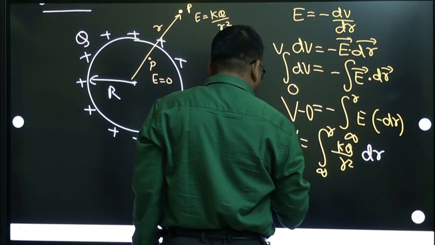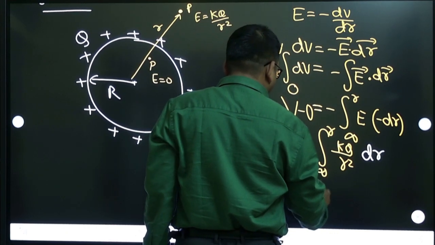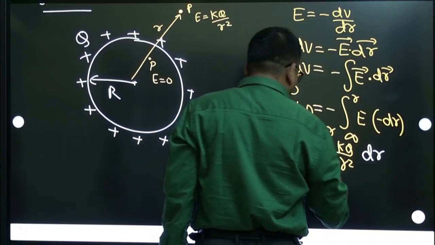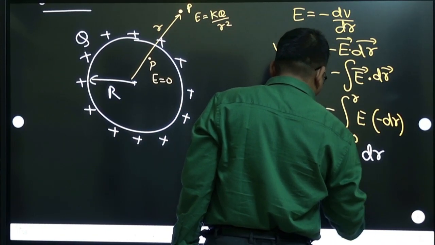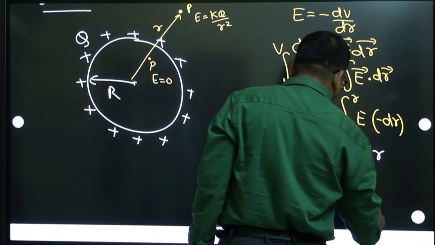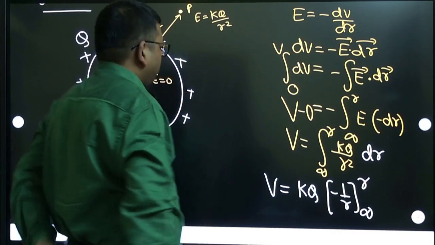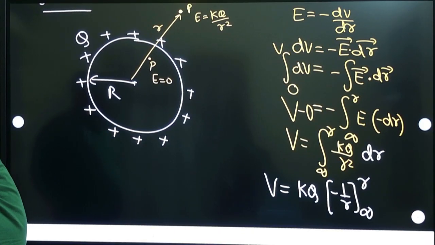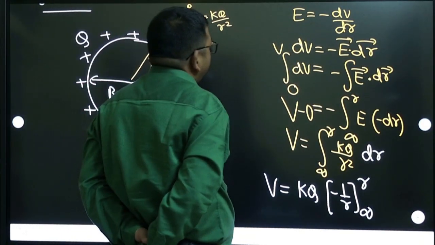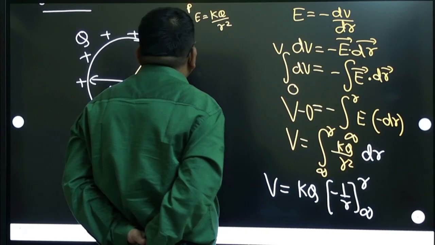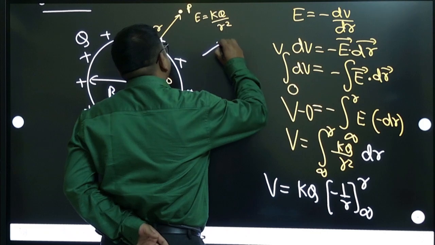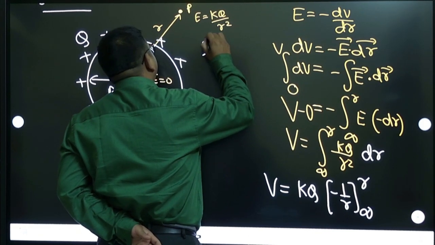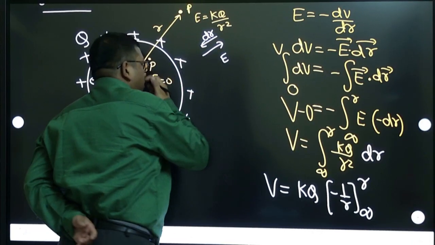So the potential will become v equal to kq, and 1 by r square integrates to minus 1 by r, going from infinity to r. It should come out positive. Where have we made a mistake? The electric field lines are going away this way, and we are moving this way, dr.